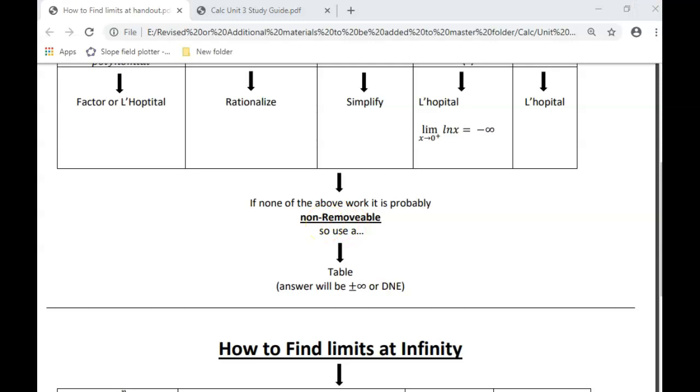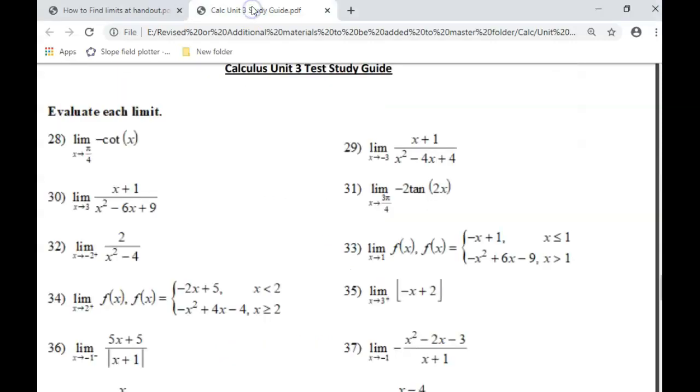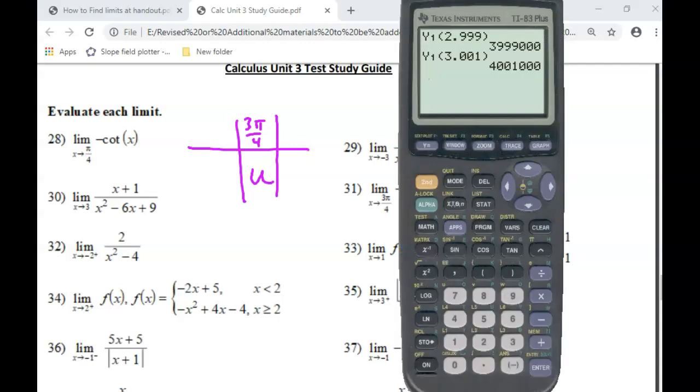Now, let's go ahead and see how we use a table here. For this one, making a table, my x value I'm approaching is 3 pi over 4. We already know it's undefined there. And now we need to pick a number that's slightly smaller than 3 pi over 4. How in the heck do you do that? Well, we got to think a little bit outside the box here, guys.